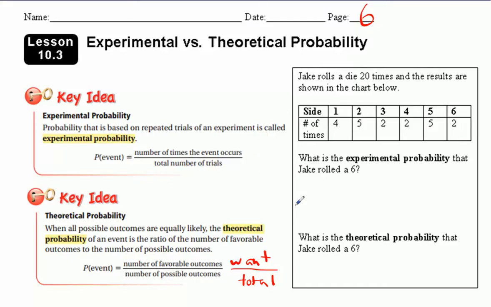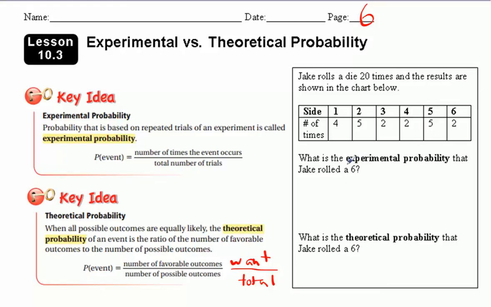So let's look at this little example on the side. Jake rolls a die 20 times and the results are shown in the chart below. So take a look at the die. He got a 1 4 times. He got a 2 5 times. He got a 3 2 times. How many times did he get a 4? He got a 4 2 times. How many times did he get a 6? 2 times. Okay. So now, what is the experimental probability that Jake rolled a 6?